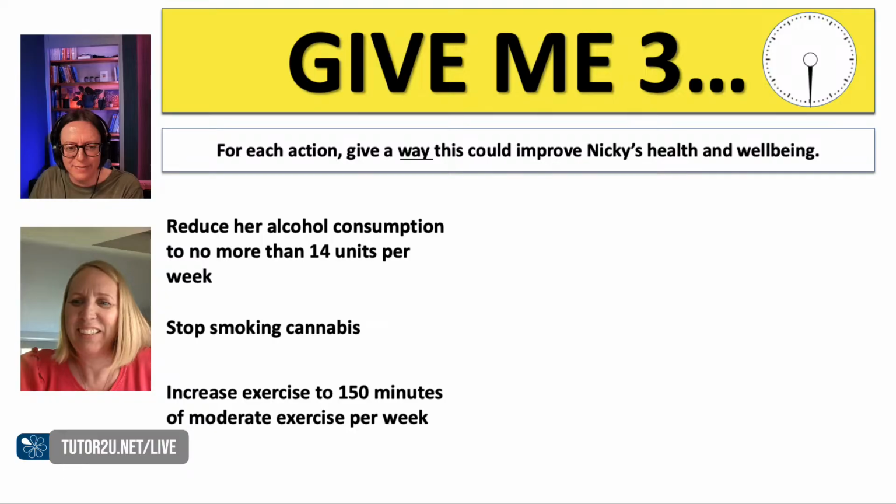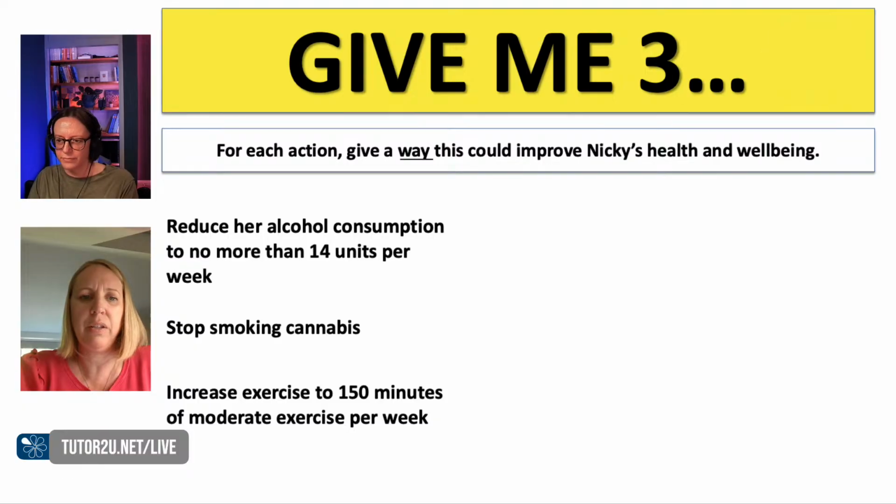Diem said, reducing alcohol consumption to no more than 14 units per week will reduce the risk of developing diseases such as liver disease. Lily said, increasing exercise to 150 minutes of moderate exercise per week could lower the risk of a heart attack and improve her social isolation. So you've got two ways there. Lily, well done. And then I'm just looking for a cannabis one, but they're all flying through so quick. I'm sure I saw someone talking about lung disease. Reduces lung disease, and improves cognitive function as well. Very good, Amelia.